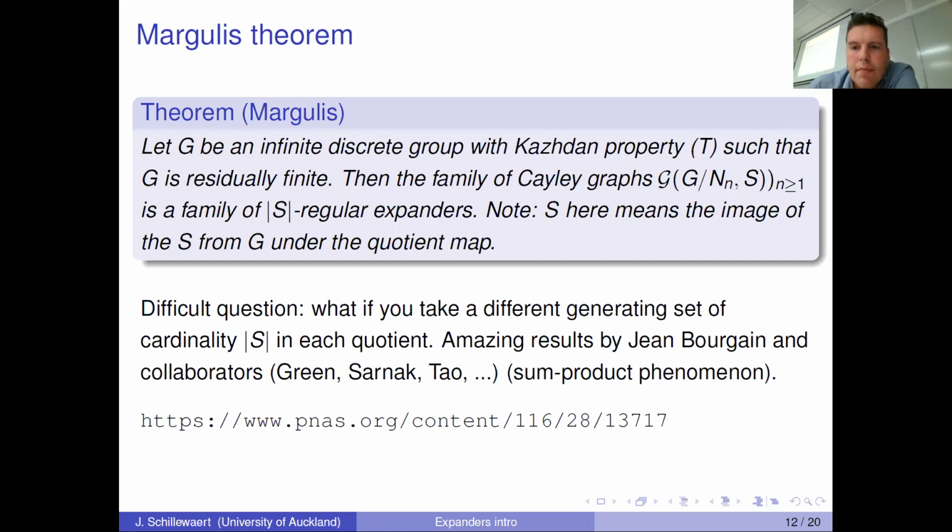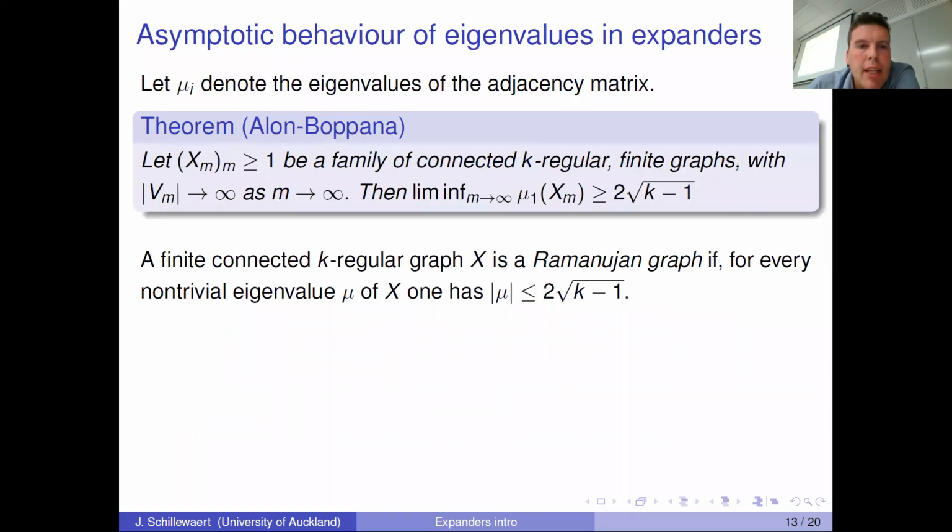Questions so far? Okay. I'm happy that I left out the proof of the Margulis theorem because I'm already short on time as we speak. So now something about the asymptotic behavior of eigenvalues and expanders.